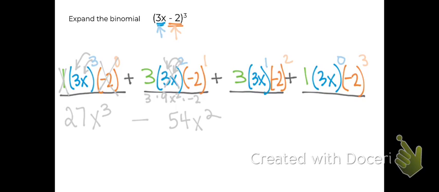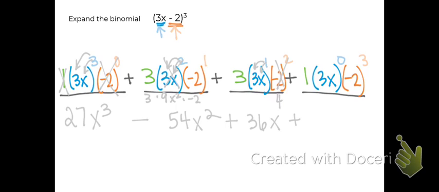And then we do the same for the next one. Here we have 3 times 3 to the 1st power and x to the 1st power times negative 2 squared, which negative 2 times negative 2 is 4. So we have 3 times 4, which is 36x.